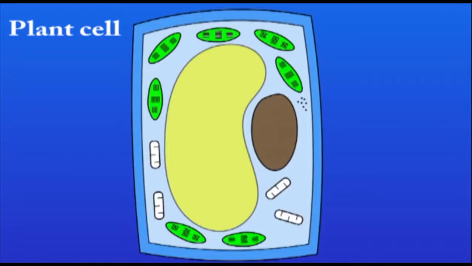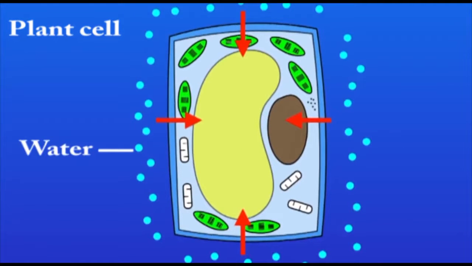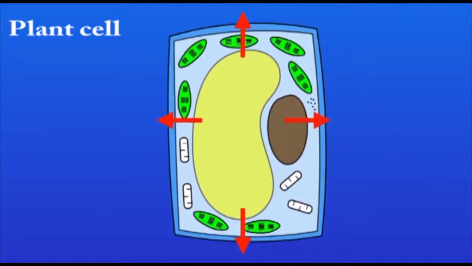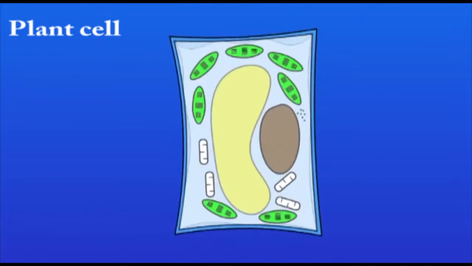In general, if a plant cell is immersed in isotonic solution, there is no change in volume of the cell. If a plant cell is placed in hypotonic solution, it gains water and becomes turgid. If a plant cell is placed in hypertonic solution, it loses water and decreases in size.